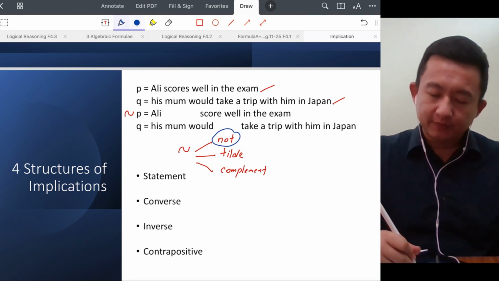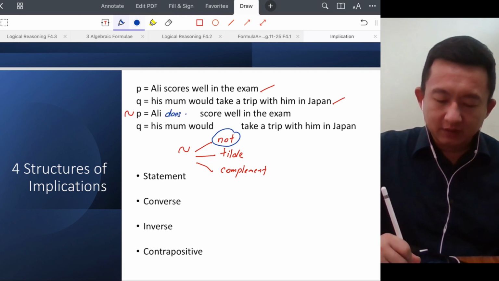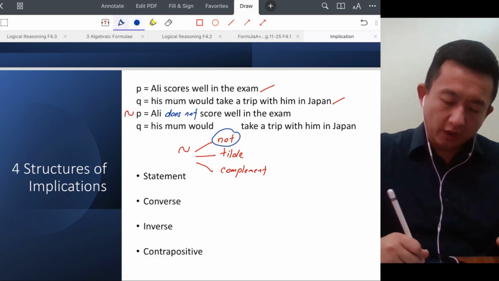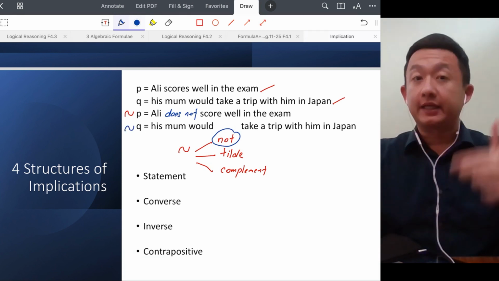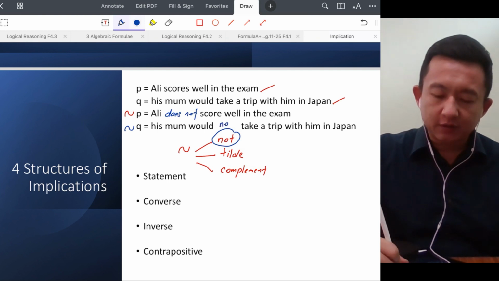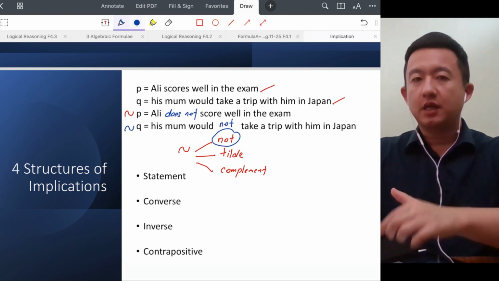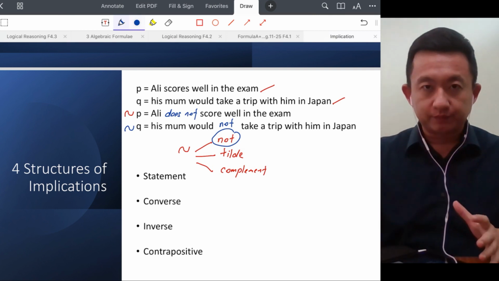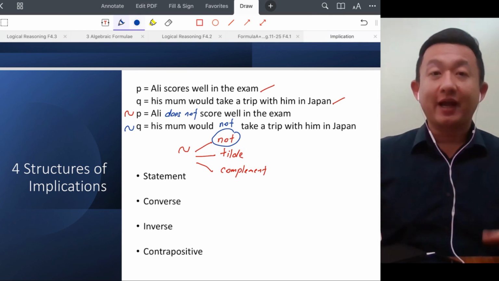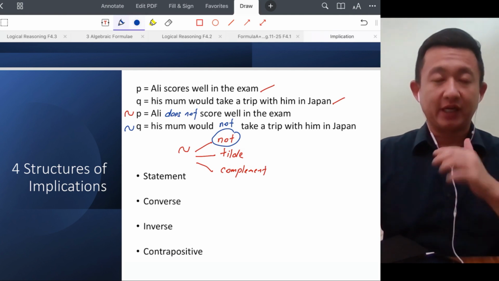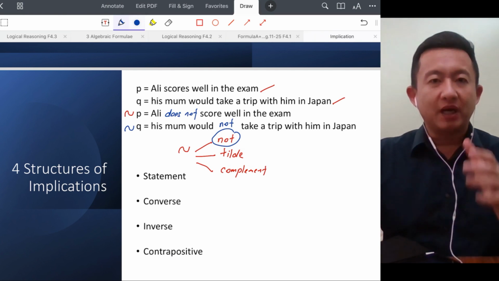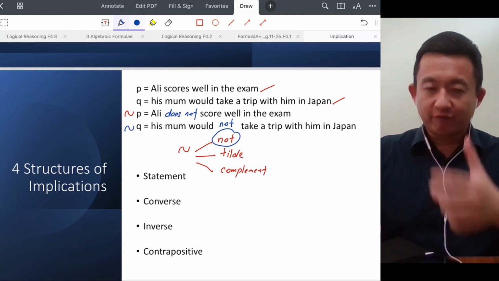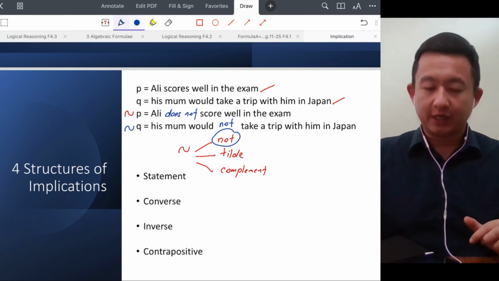So Ali does not score well in the exam. And you have not Q: his mom will not take a trip with him in Japan. So this is P, not P, Q, and not Q. Right? So there are four structures of implications. You must be able to rearrange and structure and to differentiate between these four types of implications.